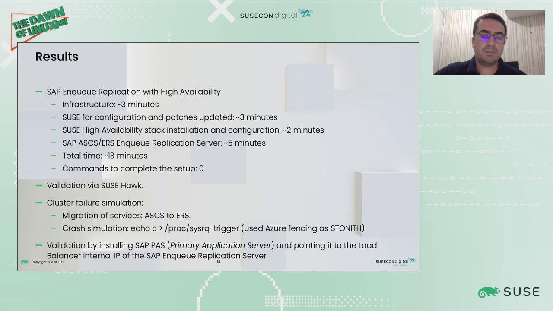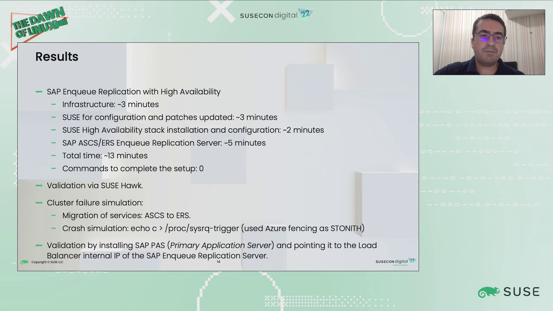Configuration of the SUSE high availability stack, installation and configuration takes about 2 minutes. Deployment using the Salt formulas of the SAP ASCS and ERS Enqueue Replication Server takes about 5 minutes, and sometimes this could take more time, depending on some validations and checking of the connectivity that is going on. Sometimes this time could be doubled.